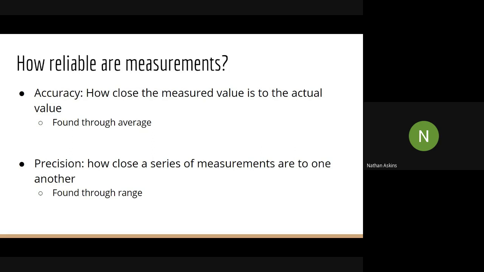And next is going to be our precision. This is going to be how close a series of measurements are to one another. So we are able to have a really high precision if all of our numbers are close together. We can have a really low precision if all of our numbers are really far apart. And how we're going to find precision is going to be through the range. So we're going to take our largest number and subtract our smallest, and that will be our precision.